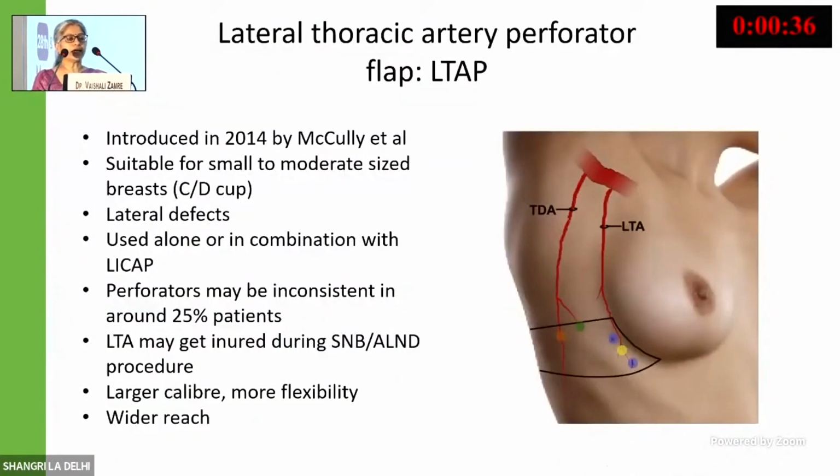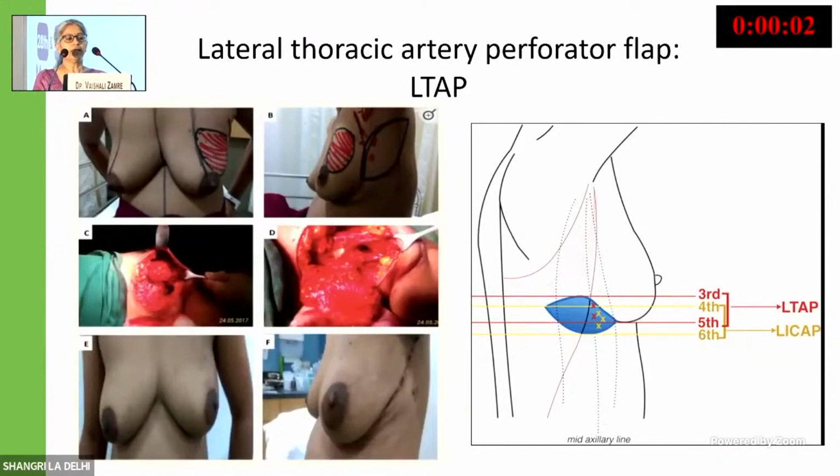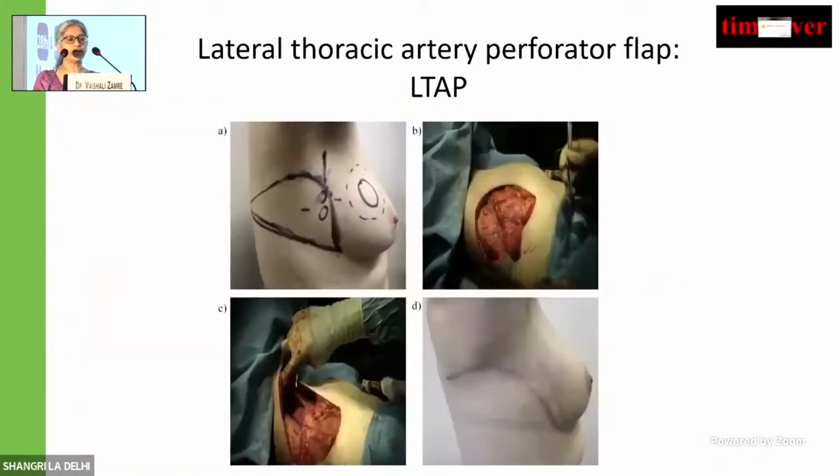Then the lateral thoracic artery perforator flap is suitable again for moderate to small size breasts. For lateral defects, it can be used in combination with LICAP. However, in nearly 25% of patients the perforators may be inconsistent, and you should always have a plan B in case you do not find the perforator. They are useful in combination with LICAP for replacement of a large resection volume. These are larger caliber vessels compared to the LICAP vessels and have more flexibility and wider reach. Again, a picture showing the lateral thoracic perforator flap.